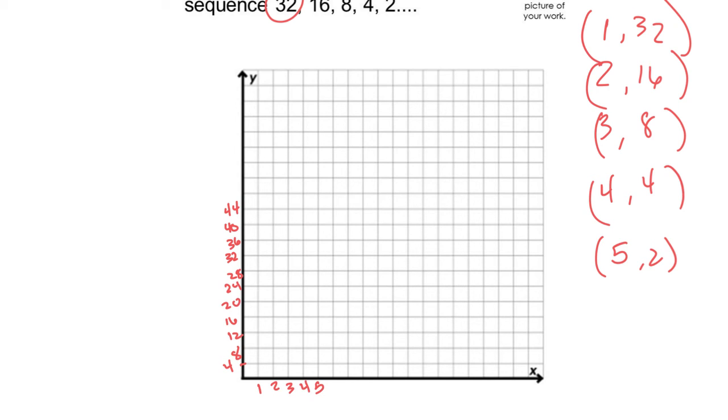Okay, 1/32, that's there. 2, 16, 3, 8, 4, 4, 5, 2.